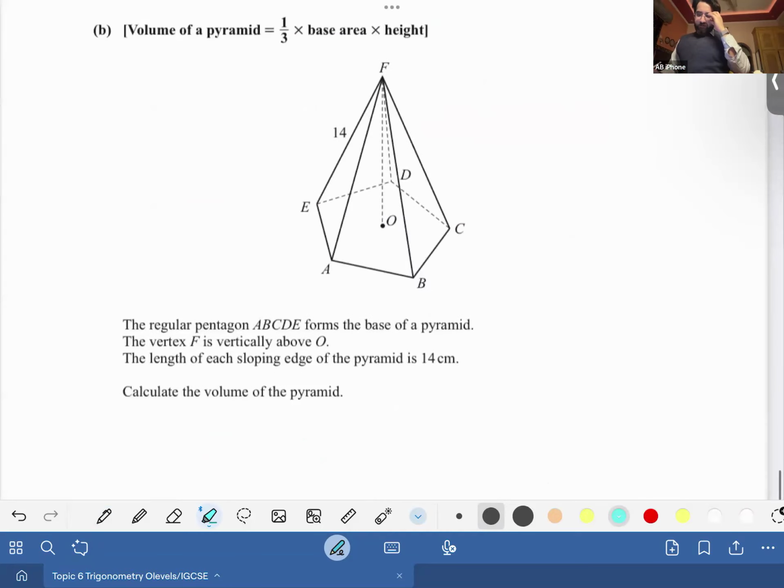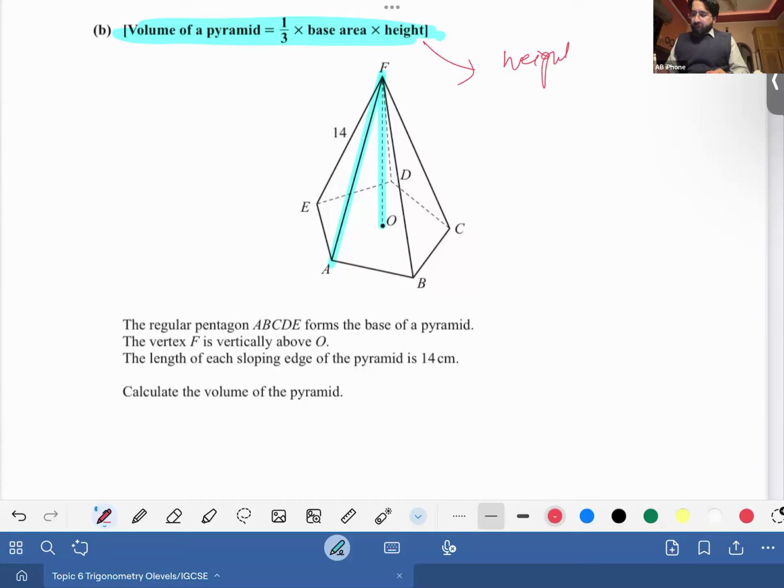All right, it's a pyramid, and the volume is 1 by 3 base area times height. The formula for the volume of the pyramid is given. The regular pentagon ABCDE forms the base of the pyramid, and the vertex F is vertically above O. So this is vertically above O, and the length of each sloping edge of the pyramid is 14. So this length is 14. Calculate the volume of the pyramid. First of all, I need the height of the pyramid because height is missing.